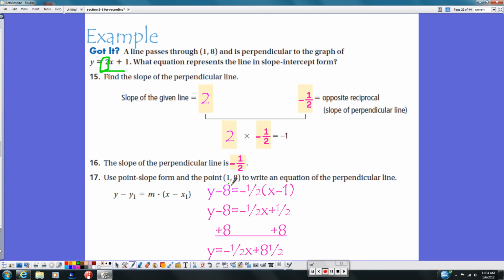Again, we have a point, we have a slope, so we use point-slope form. y minus y1 equals m times x minus x1. We have x1 and y1 and our m, so y minus 8 equals -1/2 times the quantity x minus 1. Distribute the -1/2, so we have -1/2 x plus 1/2. Add 8 to both sides, so we end up with an equation y equals -1/2 x plus 8.5. And you can have those halves as decimals if you'd like, that's fine.